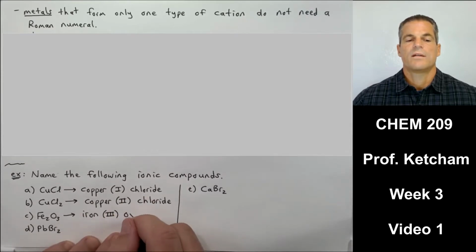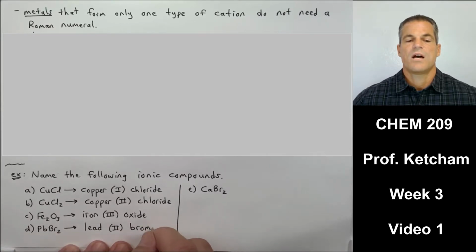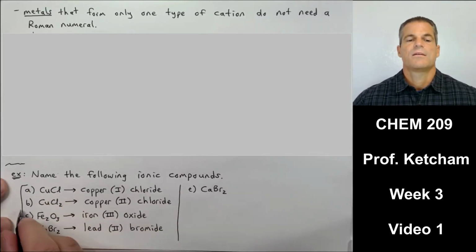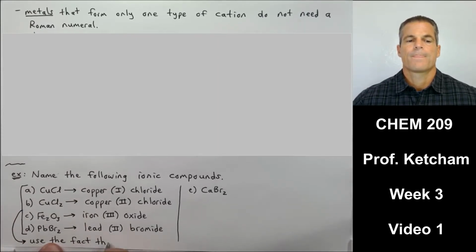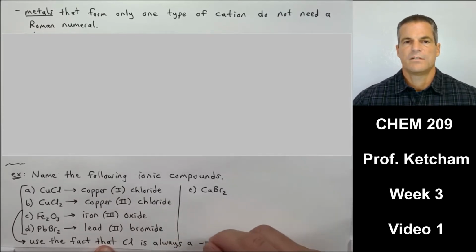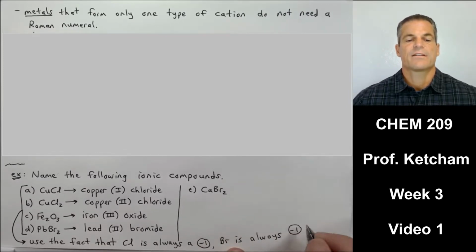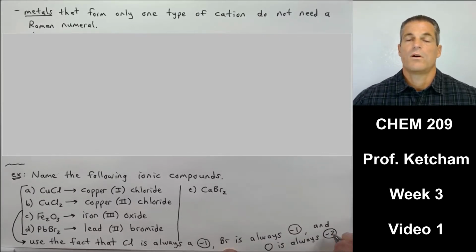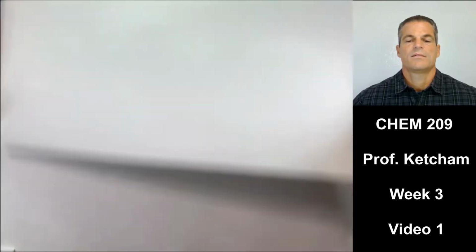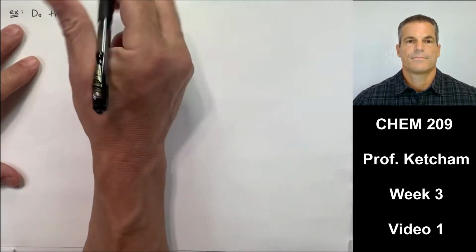CuCl is copper 1 chloride. CuCl2 is copper 2 chloride. Fe2O3, iron Roman numeral 3 oxide. And PbBr2 is lead 2 bromide. E, by the way, is calcium bromide. Calcium doesn't need a Roman numeral, calcium bromide. So for A, B, C, and D, we can use the fact that Cl is always a -1, Br is always a -1, and oxygen is always a -2 when these guys form anions. All right.